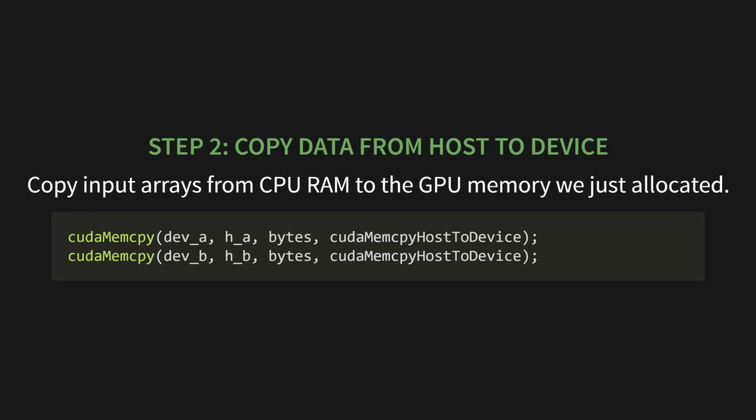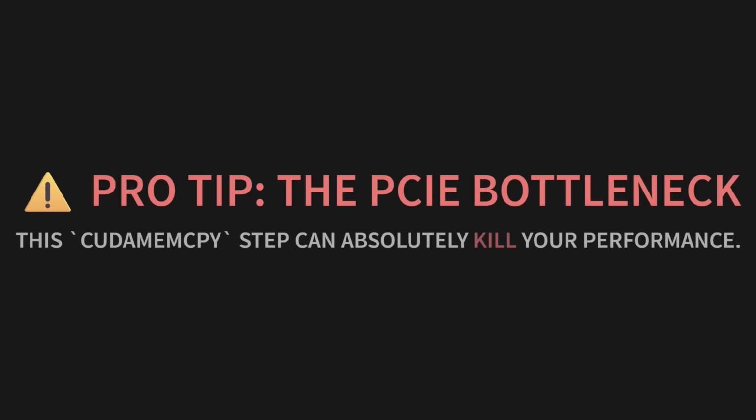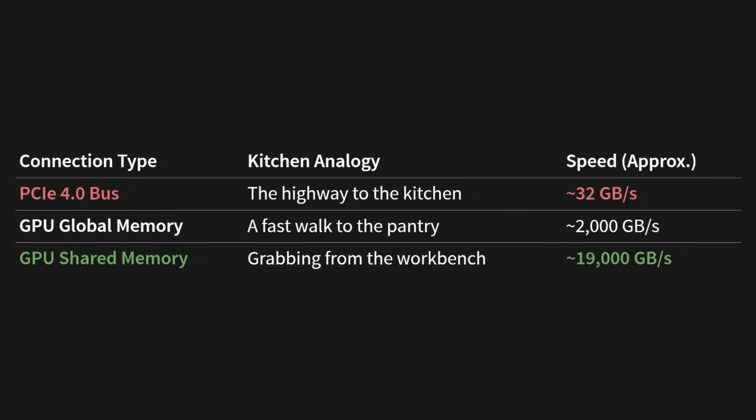Step 2. Copy data from host to device. We have to copy our input arrays, A and B, from the CPU's RAM over to the GPU memory we just allocated. We do that with cudaMemcpy. Now, a quick pro tip. This is so important. The PCIe bottleneck. This cudaMemcpy step can absolutely kill your performance.